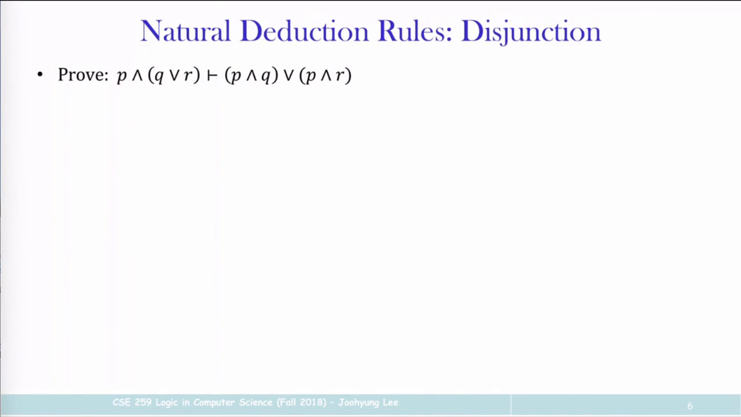Let me try another one, which is about distribution property. So here you have P and Q or R. Can derive P and Q or P and R. It's like multiplication distributed over addition in arithmetic, right? So that's what we can do. Okay. By the way, I don't mind that these problems are also in the homework problem. Okay, as long as you understand and you can write the whole solution by yourself. Okay, so let's see how we can do this guy.